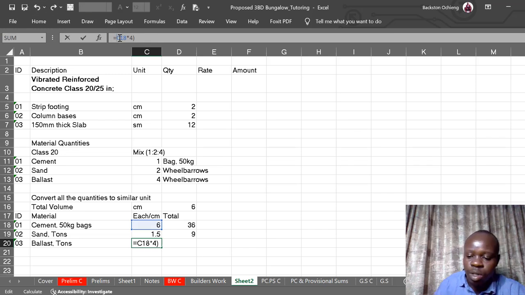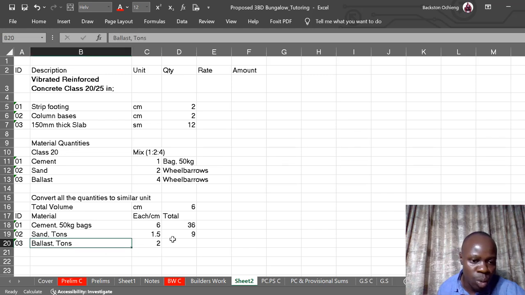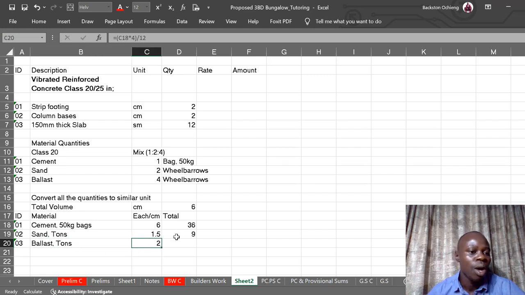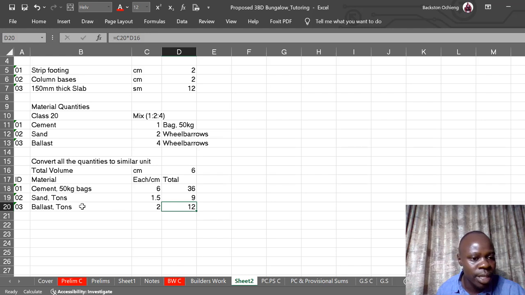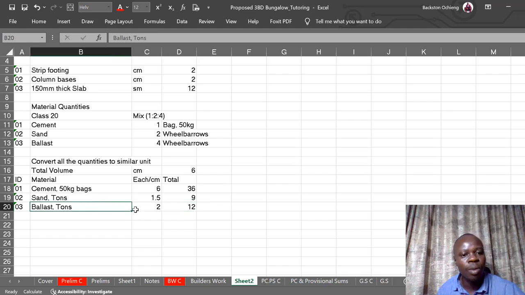So out of this, we simply divide it by 12, because as opposed to sand, where 8 wheelbarrows was giving us a ton, now about 12 wheelbarrows should give us a ton for the ballast. So this means we have about 2 tons of ballast in each cubic meter of concrete. So we'll take again the 2 multiplied by 6, which is the total volume. You get 12 tons.